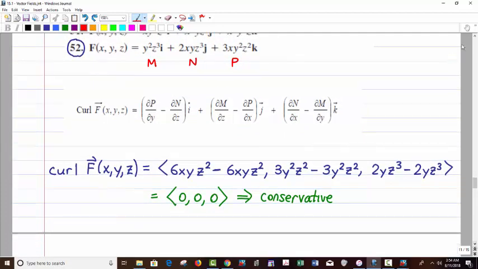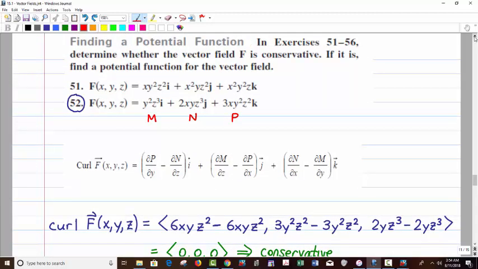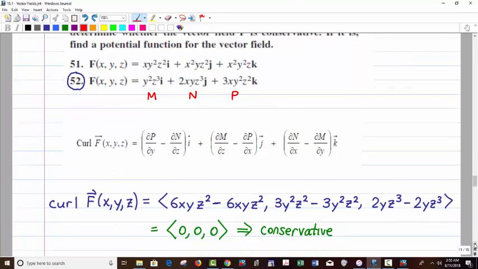Okay, so let's look at this vector field, and then we'll talk about finding the potential function for the vector field like we did for the plane, but now in space. So look at this example right there, and let's crank it out and see what happens.